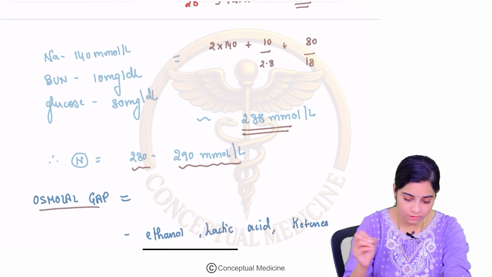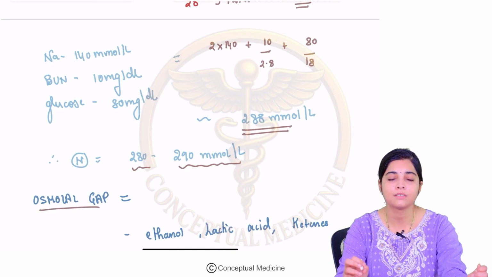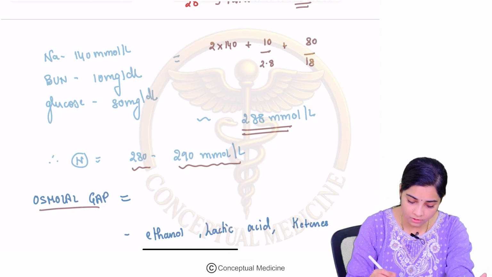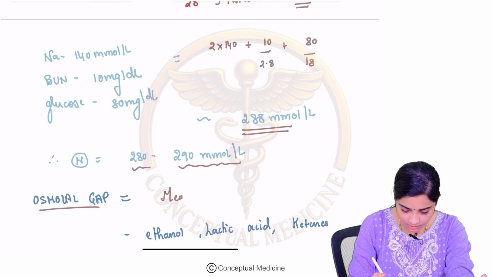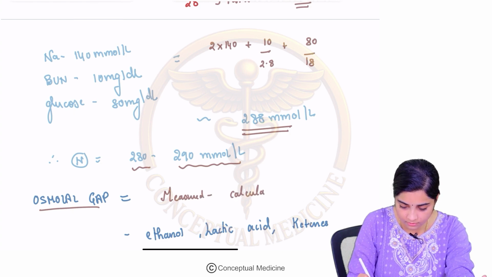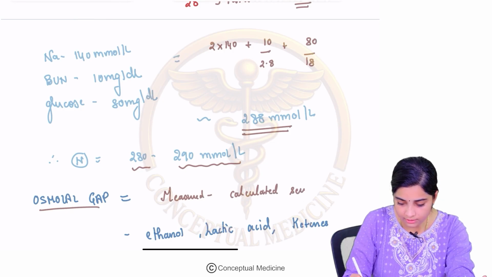What is this concept of osmolar gap? Osmolar gap basically refers to the measured minus the calculated serum osmolality.